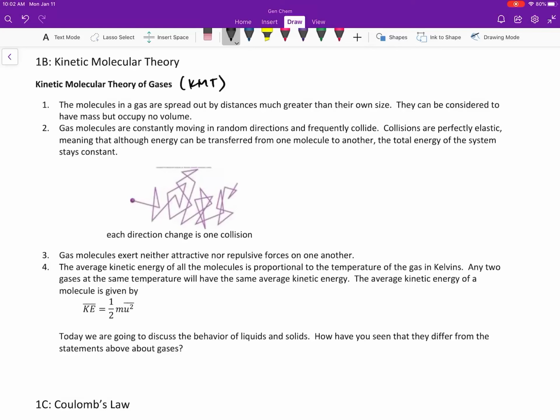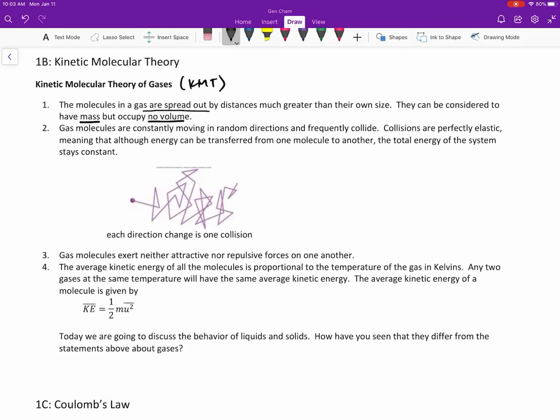So the 4 postulates you see here are that molecules in a gas are going to be spread out by a distance that's much greater than their own size. So meaning gas molecules are very tiny, but they're going to be farther apart from each other in a distance that's greater than the distance of the actual molecule. This can be considered to give them mass, but because of that, they occupy no volume.